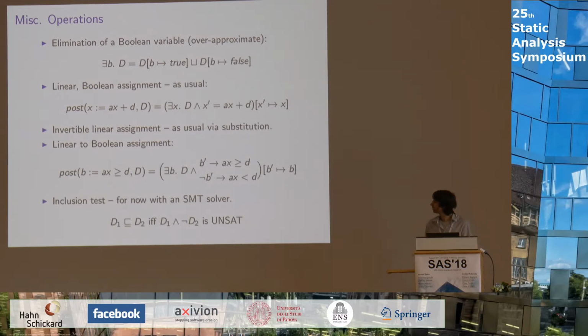Invertible linear assignments are, again, done by substitution. A little less obvious thing that we can do in this domain is linear to Boolean assignment. We can assign to a Boolean variable the value of a linear inequality. For equalities, it's more tricky. You cannot store the result of an equality in a single Boolean variable. You need to split it into two inequalities and store the value of the equality in two Boolean variables. But you can do this.